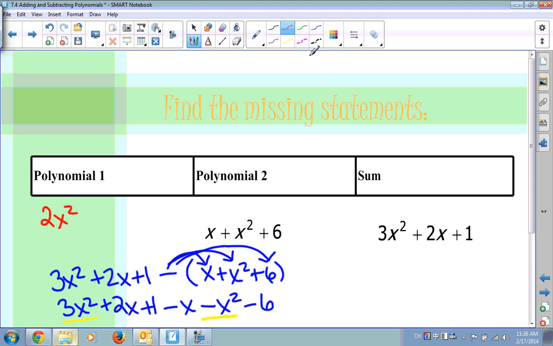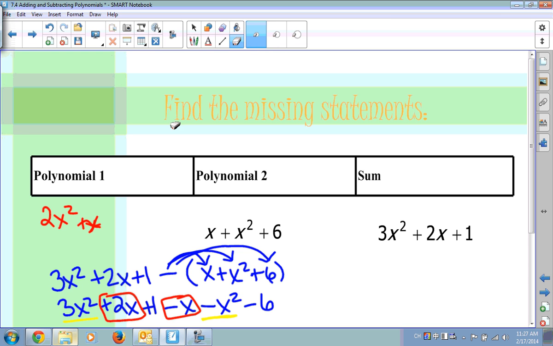And then we have 2x and minus x is x. That should be a plus x. That's really ugly. Okay, plus x. There we go. And we have a plus 1 and a minus 6. Minus 5. There we go.